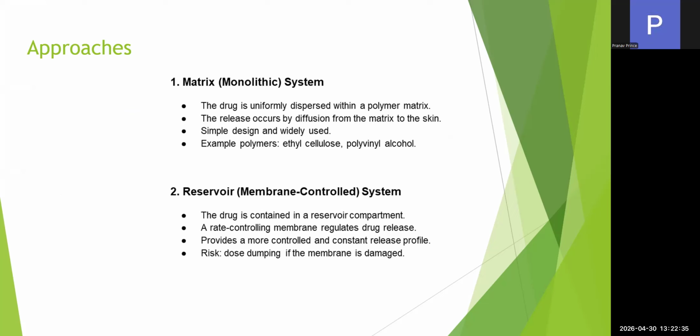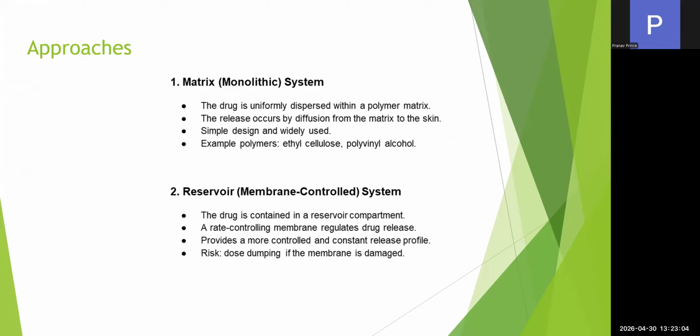In the first one, that is matrix or monolithic system, the drug is uniformly dispersed within a polymer matrix so that it is released by diffusion from the matrix to the skin. This matrix or monolithic system is a simple design and is widely used. Examples of polymers are ethyl cellulose, polyvinyl alcohol, etc.